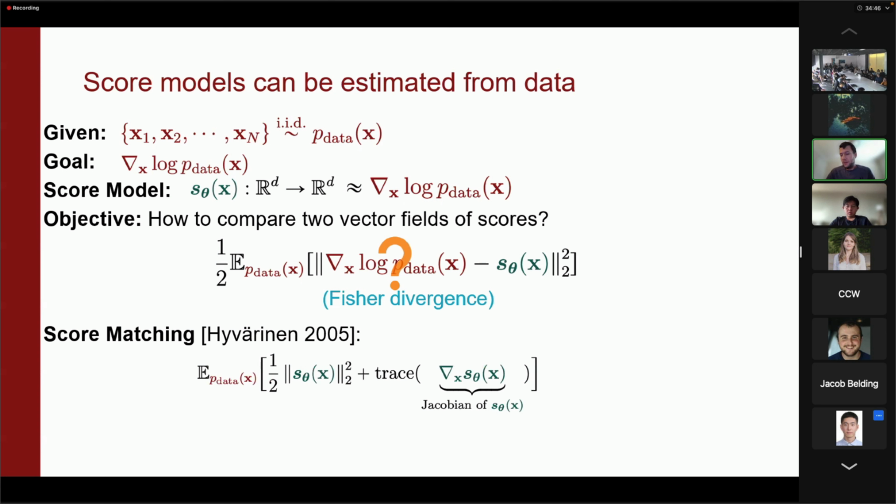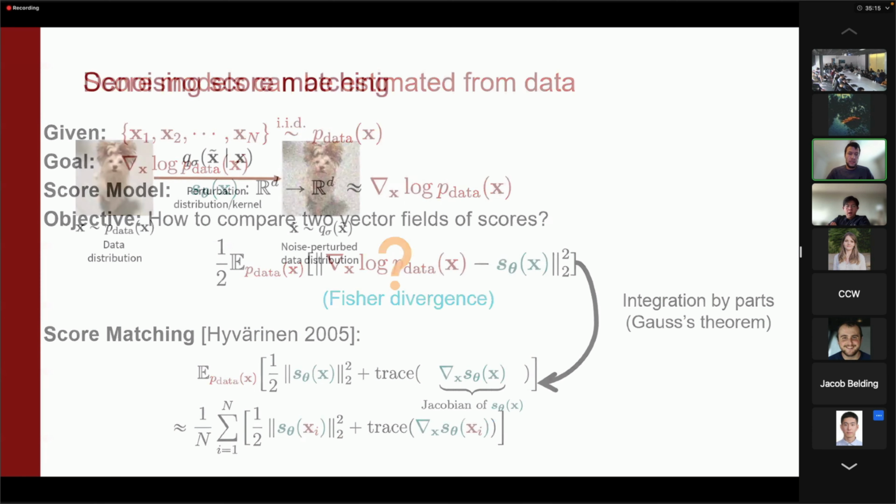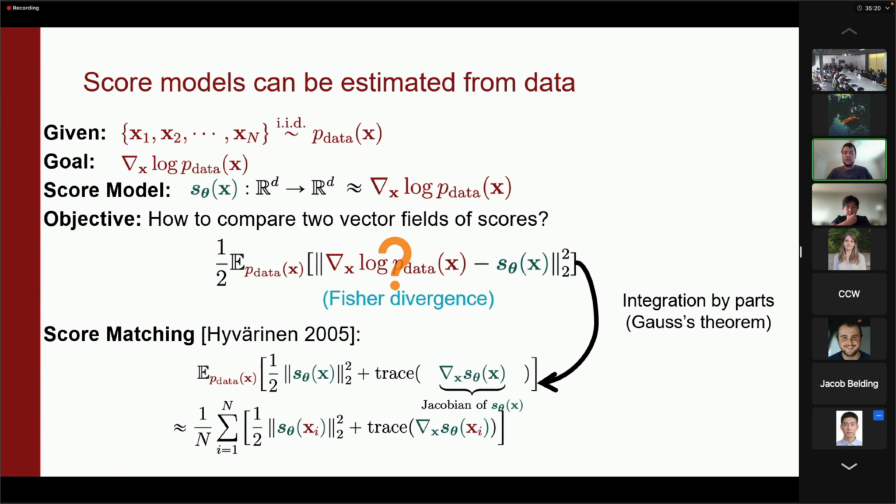Turns out you can do integration by parts, basically, and you can convert it into an equivalent loss function up to a constant, which only depends on the model. It no longer depends on the data density. And you can approximate the expectation with respect to the data distribution with the training set sample average. This defines an objective function that you can optimize as a function of your neural network. Now, this is not quite scalable because it involves this higher order trace of the Jacobian term, which is kind of expensive.